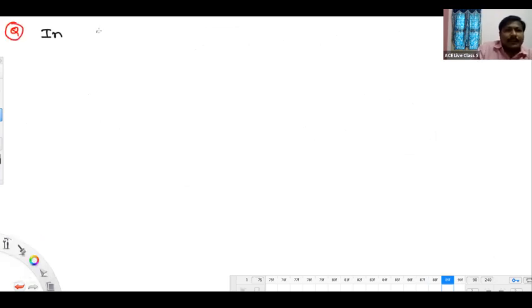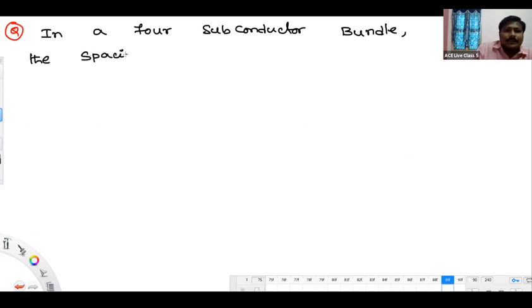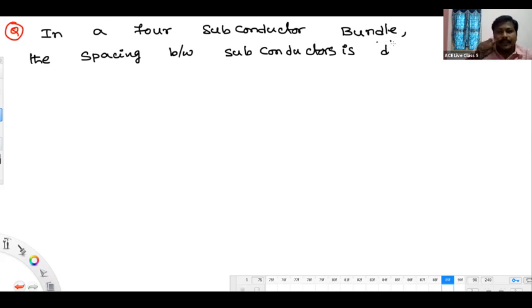In a 4 subconductor bundle, the spacing between subconductors is small d. Okay, next.